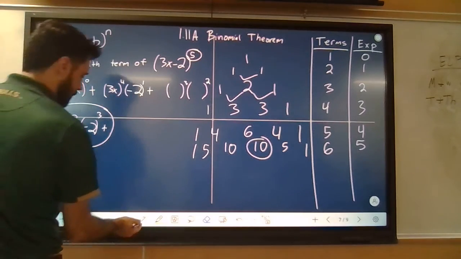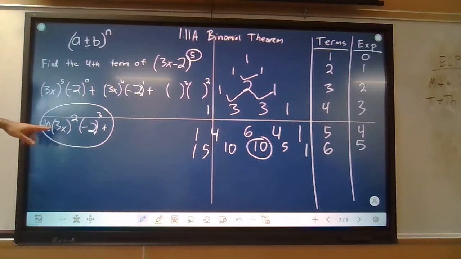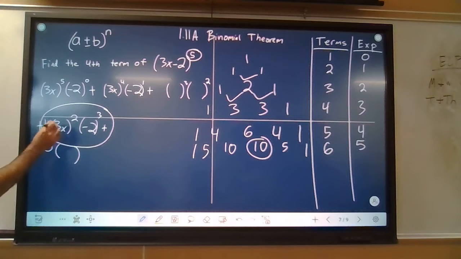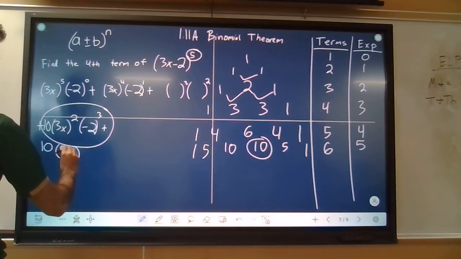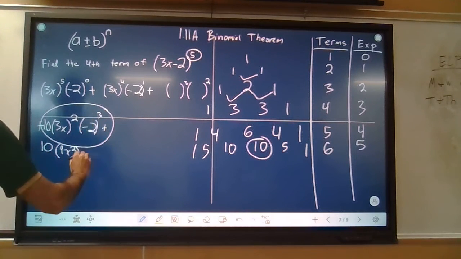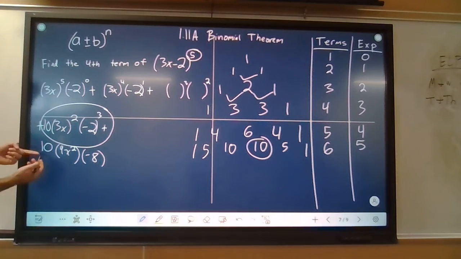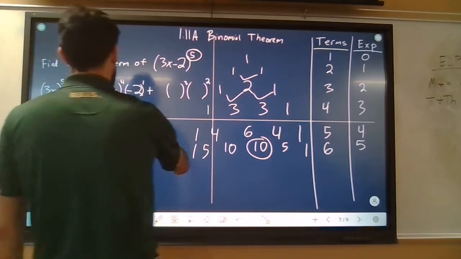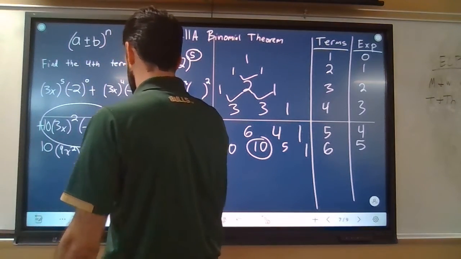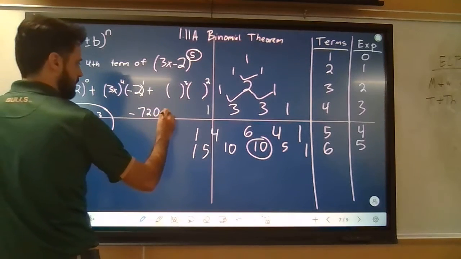So I'm going to square this. We have plus 10. And then we have 3x times 3x, or you can distribute because we're multiplying inside here. That gives us 9x squared. And I'm going to cube this: -2 times itself 3 times is -8. Now we need to go through and multiply these 3 together. So 10 times 9 times -8 is going to give us -720. And then we've got an x to the 2nd, and that's our answer right there.